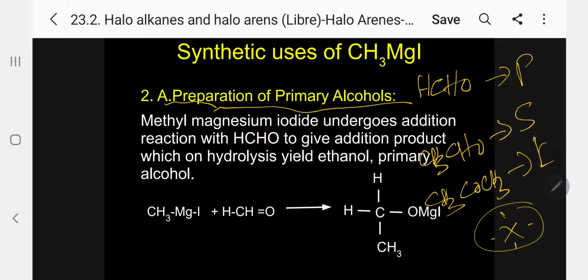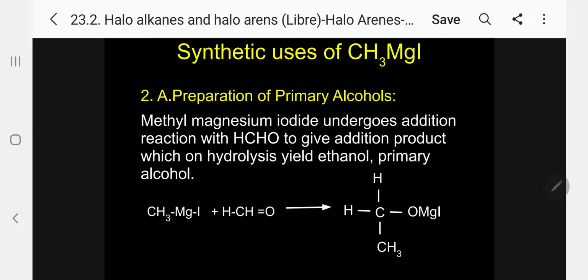Please follow. Formaldehyde gives primary alcohol with Grignard reagent. Any other aldehyde other than formaldehyde gives secondary. Any ketone gives tertiary alcohol. This you have to memorize. Other things will be easy. Kindly follow now. I want primary alcohol, so what do I have to use? Formaldehyde. Methyl magnesium iodide undergoes addition reaction with formaldehyde to give an addition product which on hydrolysis yields ethanol, a primary alcohol.